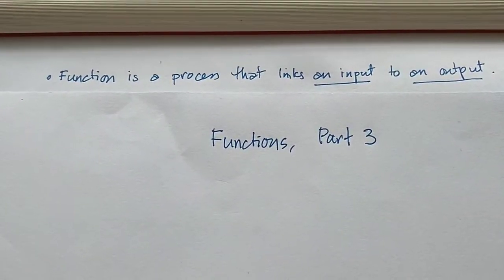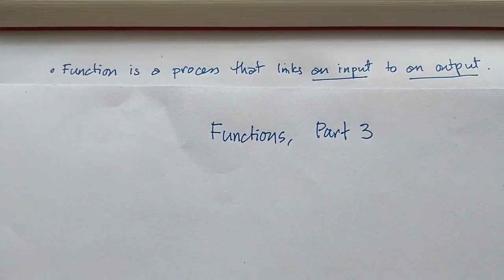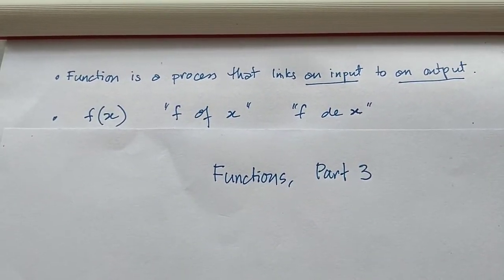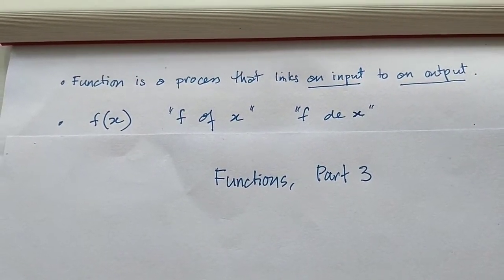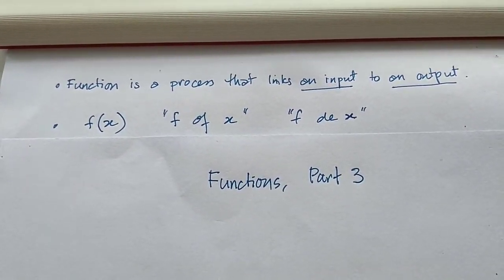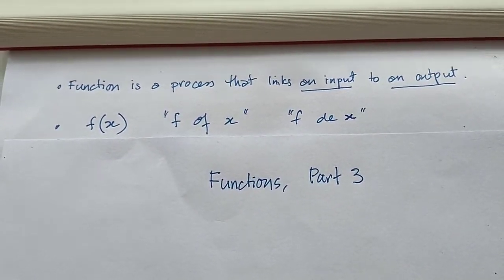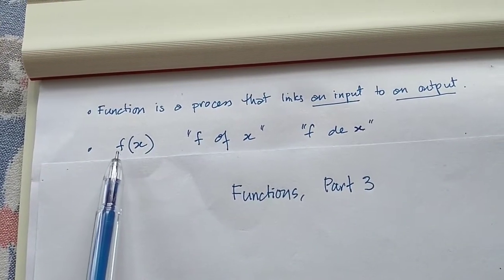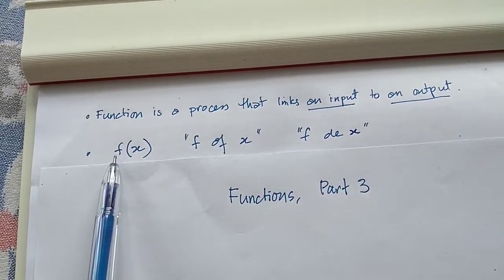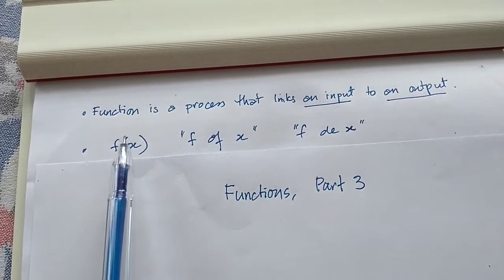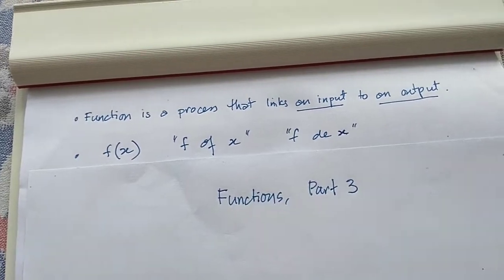A function is a mathematical process that links an input to an output. This is how you write it: f de x in French, f of x in English. This f is not a value, it is the name of the function. x is the input and this whole thing is the output.